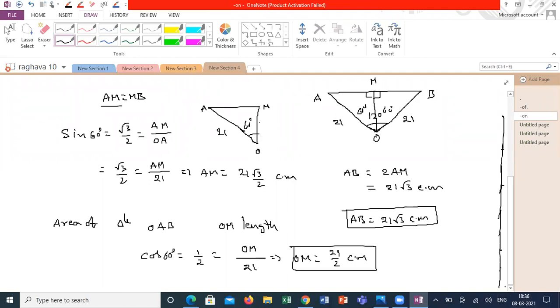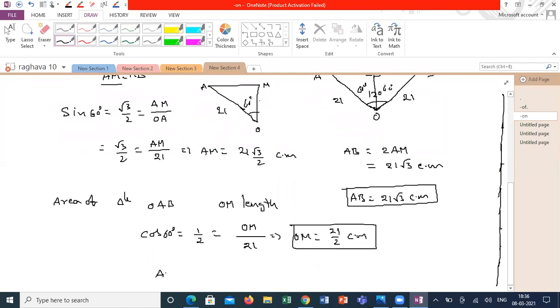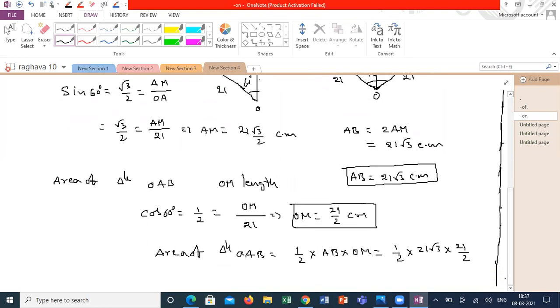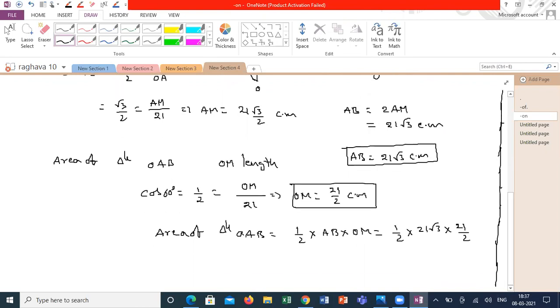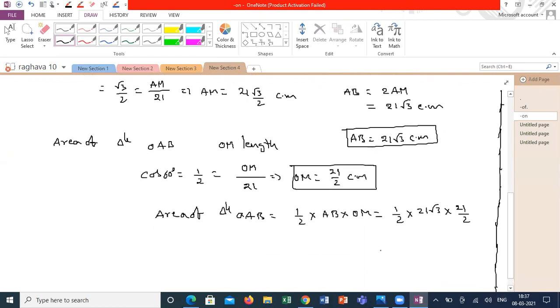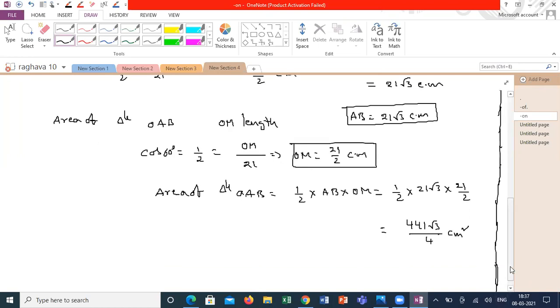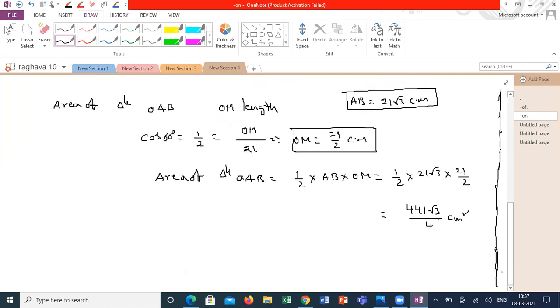So what is the area of the triangle from here? Area of triangle OAB will be equal to half into base AB into height OM. So half into base 21 root 3 into height 21 by 2. How much are you getting for the area of the triangle? 21 into 21 is how much? 441 root 3 by 4 centimeter square. Guys, clear? One question, and the whole topic we can finish in one question.